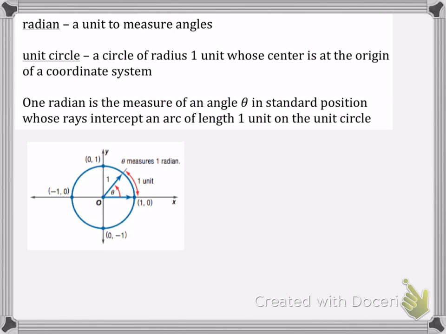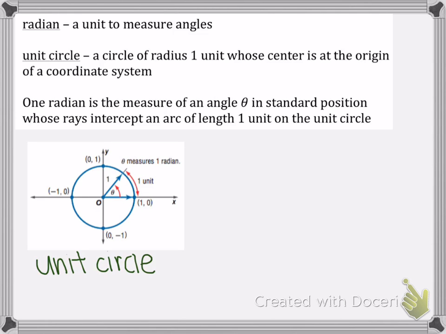A radian is a unit to measure angles. It's just a different measure of units. It's just like if you use feet versus inches. A unit circle is a circle of radius 1 whose center is at the origin of a coordinate system. Okay, for example, this is an example of a unit circle.